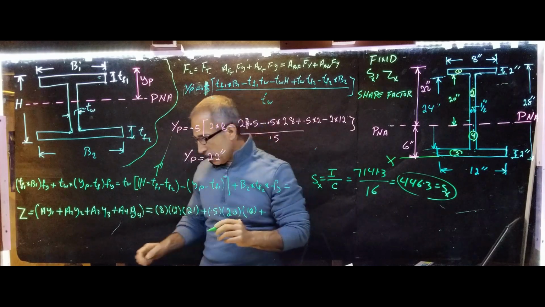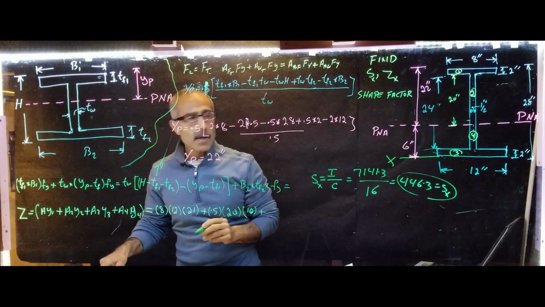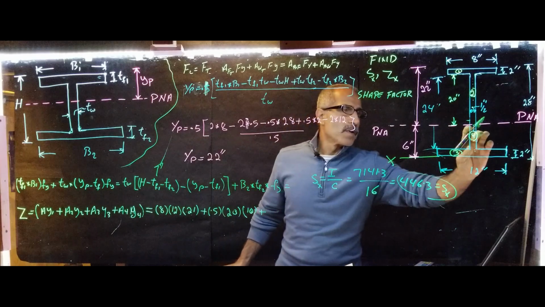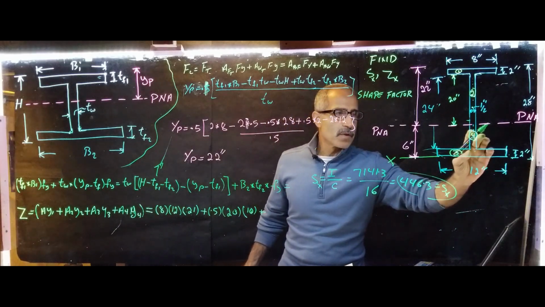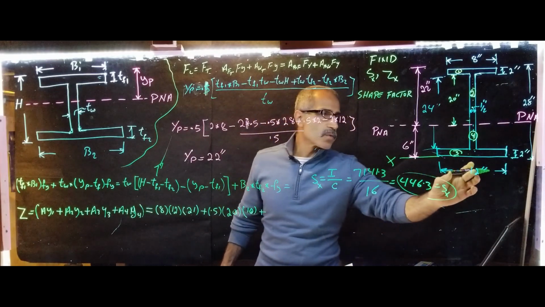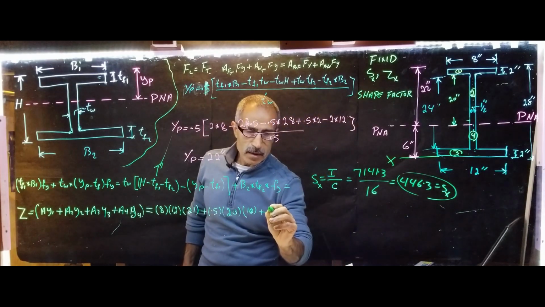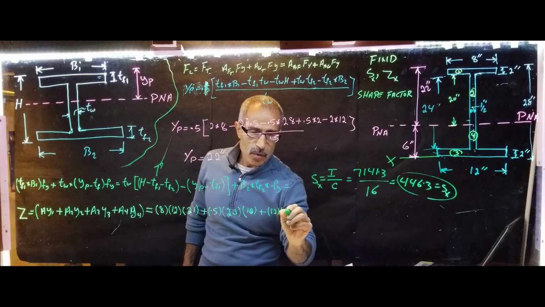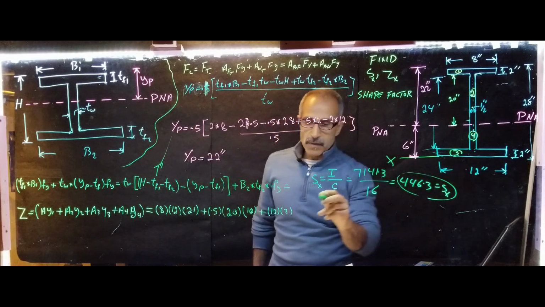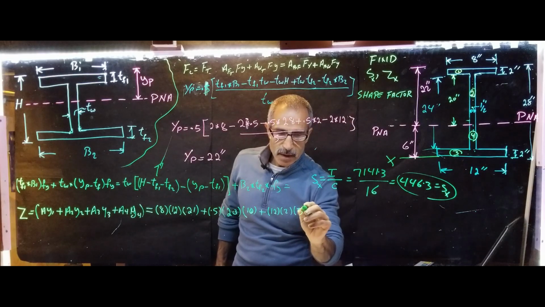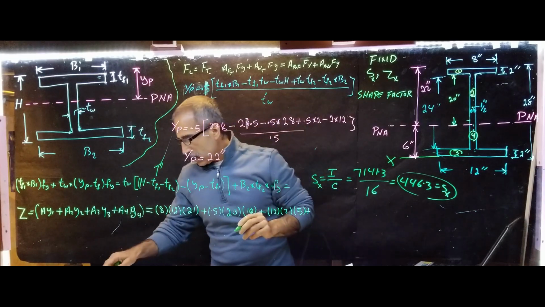Then plus we have area number 3. The area number 3 is 12 times 2. We know that's 12 times 2, and then the center of this is 5. That was easy.